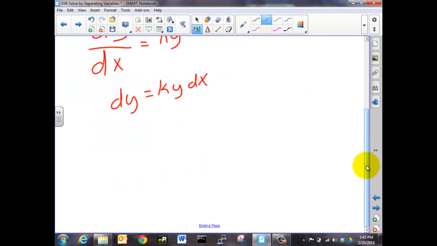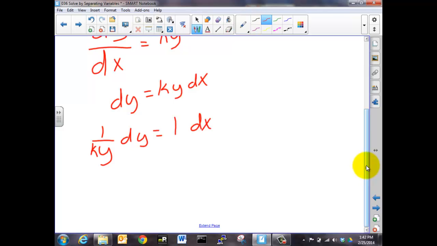Now, I need a show of hands. Are we going to do this, or are we going to do 1 over ky? Is that what most people did? There's not a wrong or right answer necessarily, okay? What you're going to get is going to look a little differently depending upon what you do there. So, all right, we're going to leave the k down here.